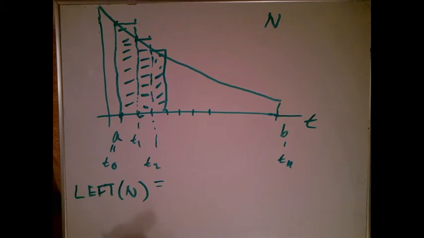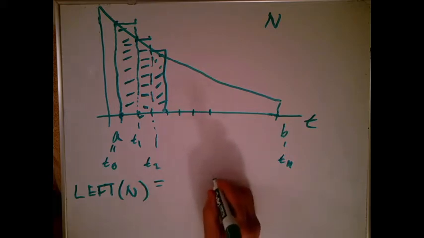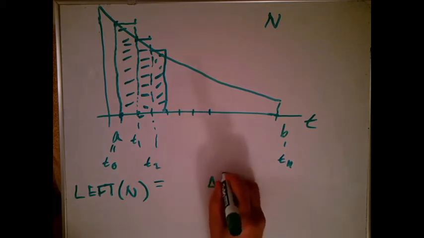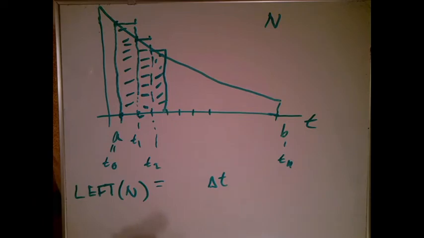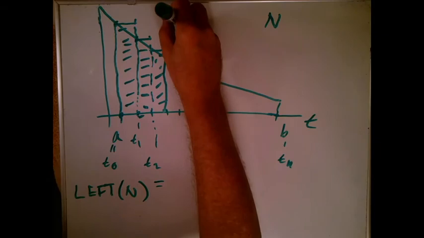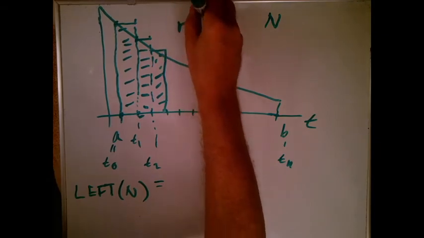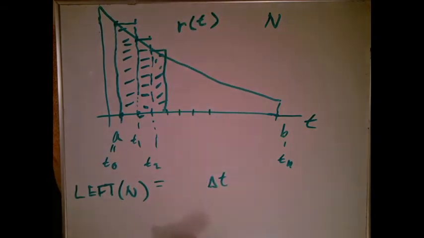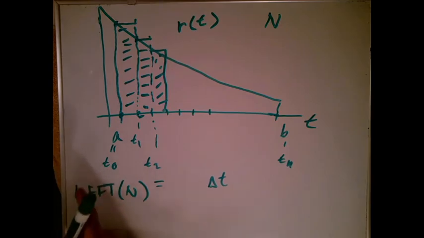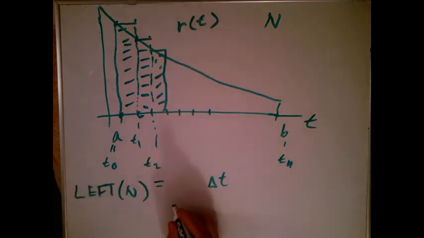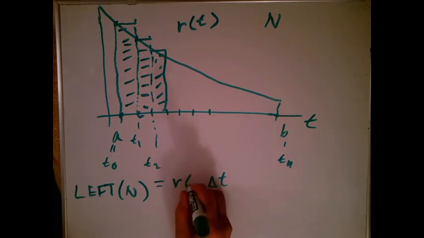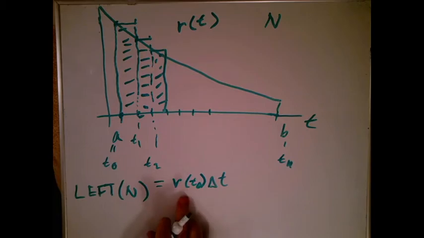Well, let's see here. Each one of these has a little width. They usually call the width delta t. So I'm going to call my first width delta t. How do I get the height of my first dot? Well, we have to have a formula. Here in this section, we always call the formula r of t. So I need to take that first value of t, that's t0, and I plug in r of t, and I get r of t0. And this is going to be my first height times my first width. That's the area of my first rectangle.